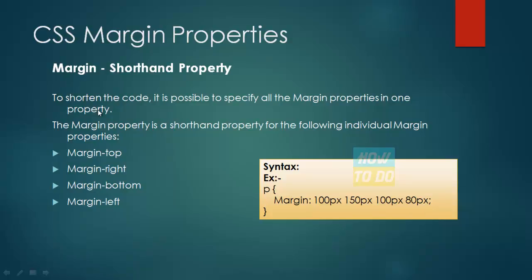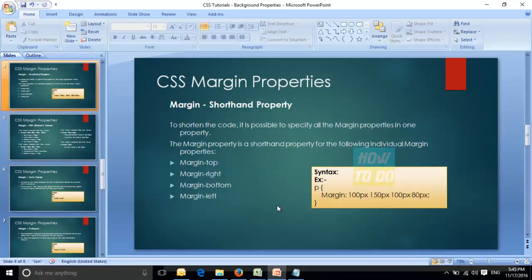So if you read the content over here, to shorten the code, it is possible to specify all the margin properties in one single property. In this way, we will be able to mention all the properties in one single property. The margin property is a shorthand property for the individual margin properties. So let's see how this is going to work right now. I'm trying to use this.